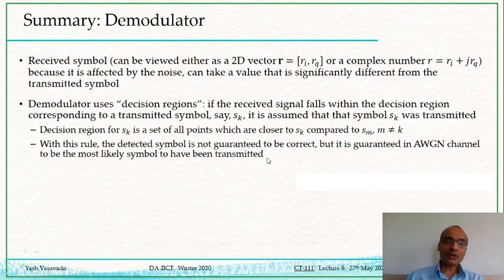With that, we cannot always be correct. If the noise is small, then we are very likely to be correct. But at least our probability of symbol error will become the best it can be. It will get optimized.